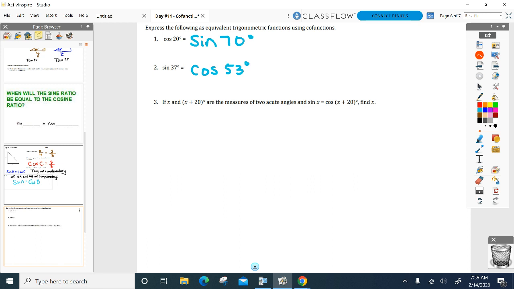Okay, starting to see this now? When sine and cosine are equal, it's because their angles add to 90. All right, here we go. Now, here's where I need you to be. I'm not really too concerned about 1 and 2, you can do those.